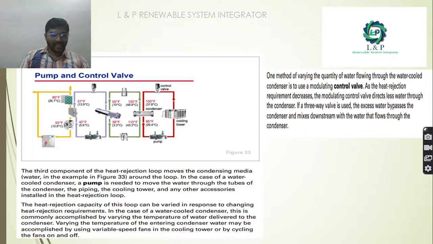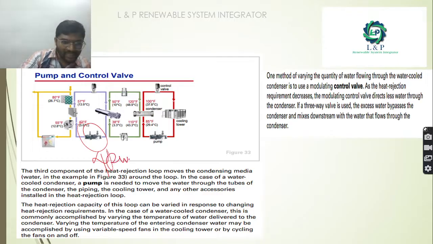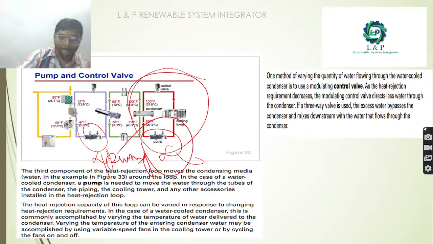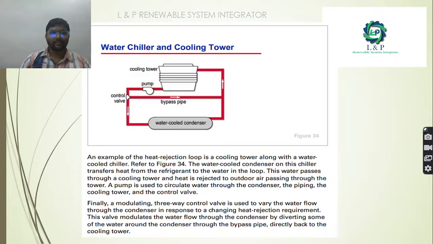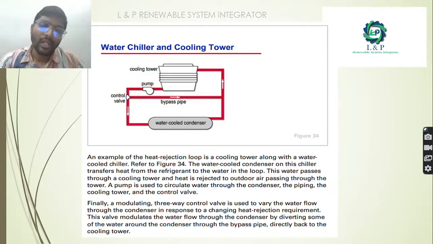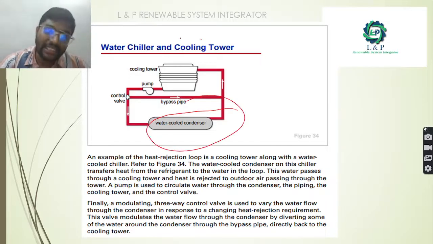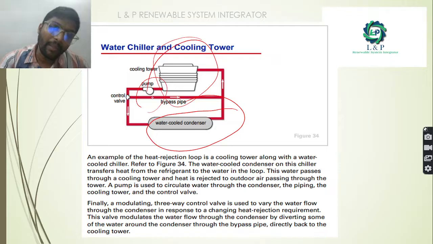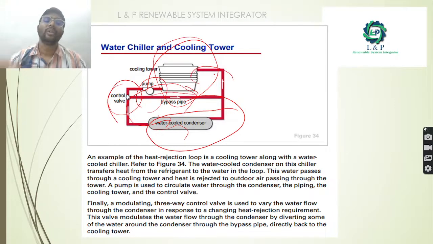Next, as you can see here, for the cooling coil also we are using the pump, and even for the heat rejection loop we need the support of a pump. When a water chiller and cooling tower are used, we can have a water cooled condenser there, and this is the cooling tower, and with the help of the pump we can pump the water from the cooling tower to the water cooled condensers. If required, with the help of the 3-way control valve, we can control the flow either to the water cooled condenser or we can bypass the pipe. Again, we can send it back to the cooling tower.